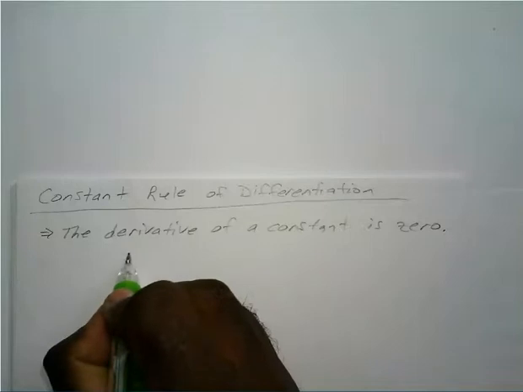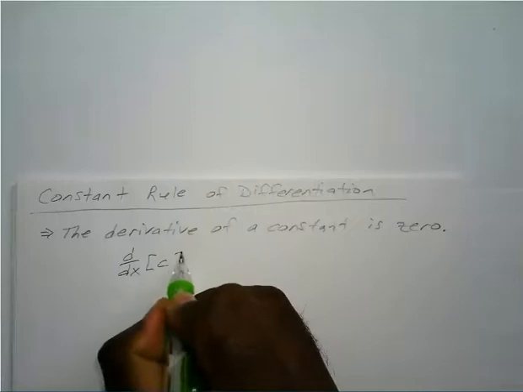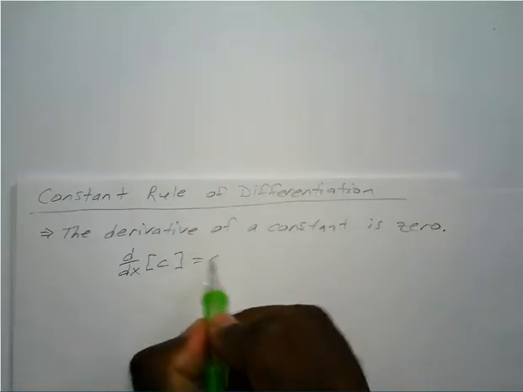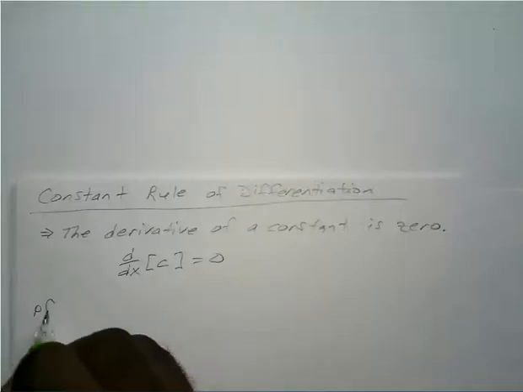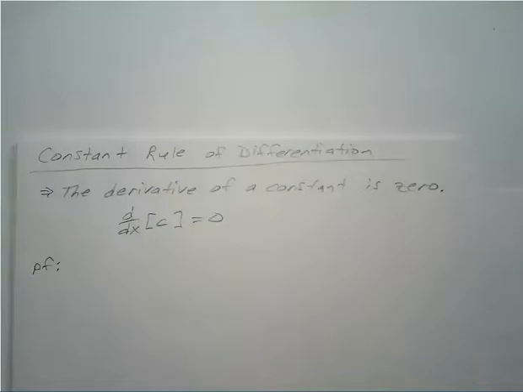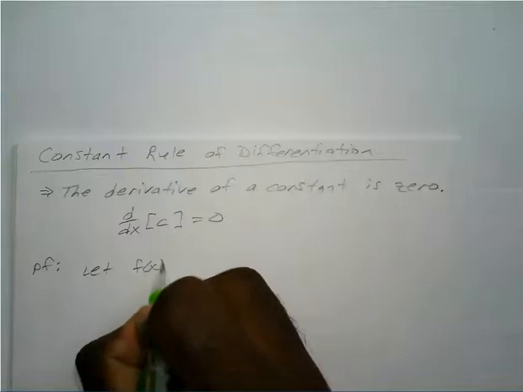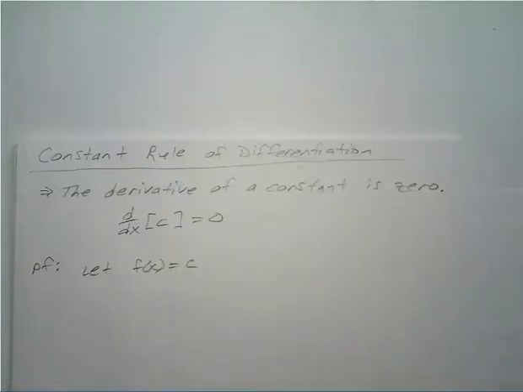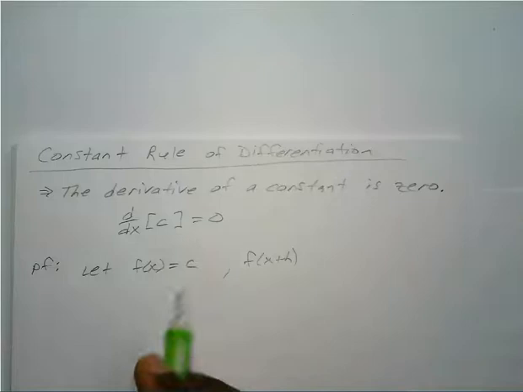In other words, the derivative with respect to x of a constant that we'll call c is equal to 0. Let's do a quick proof to show that that's actually the case. What if we let f of x equal some constant? That means f of x plus h, since there are no x's to replace, is also equal to that constant.